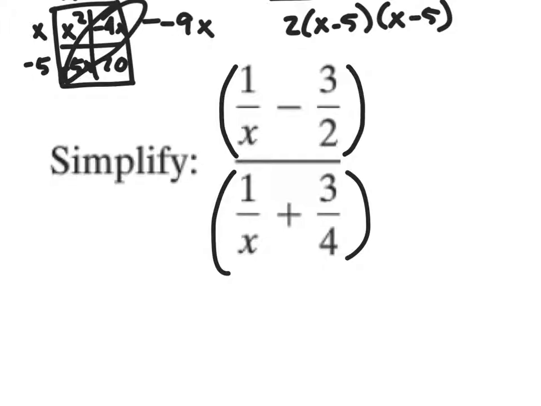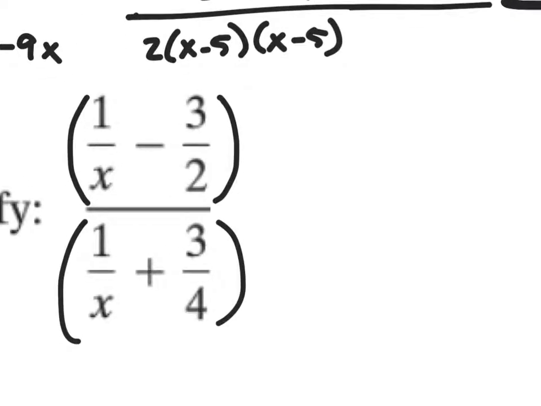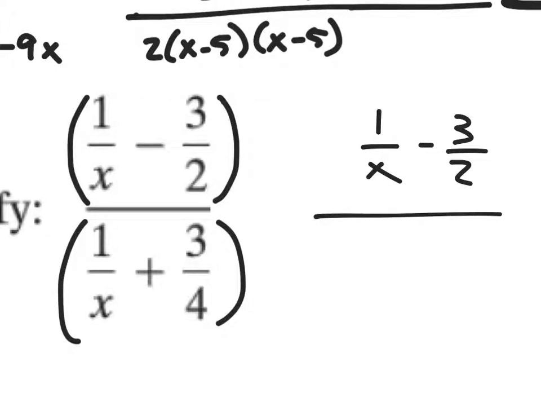And what we're going to do is we're going to turn those into one fraction. So let's do this. I'm going to rewrite this as 1 over x minus 3 over 2. Now, between 2 and x, I have a common denominator of 2x. So I'm going to multiply this one by 2 over 2. I'm going to multiply this by x over x.